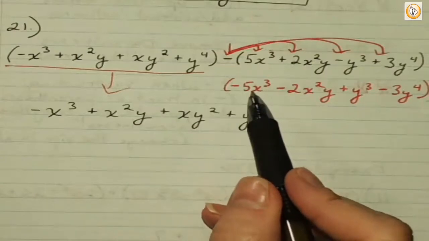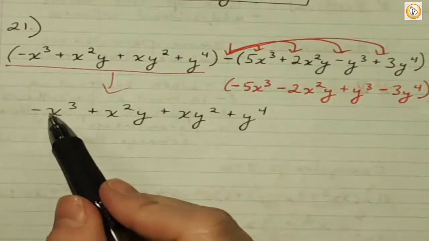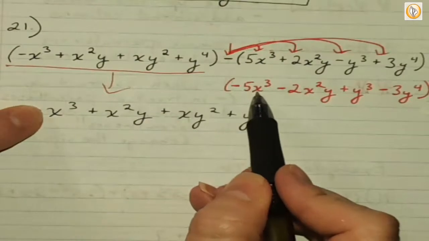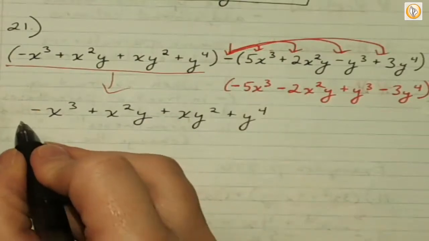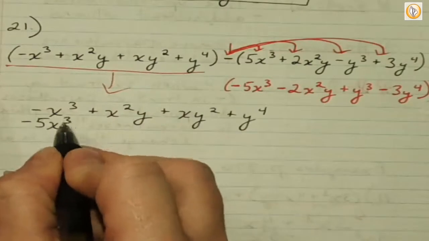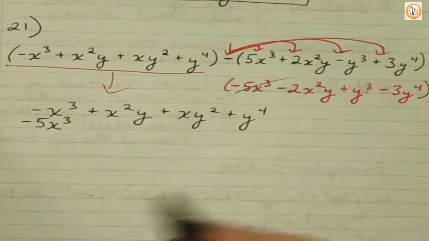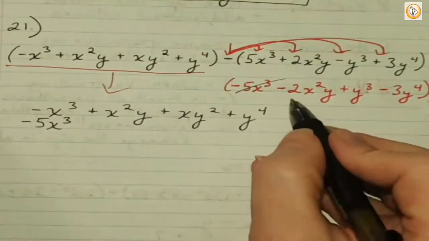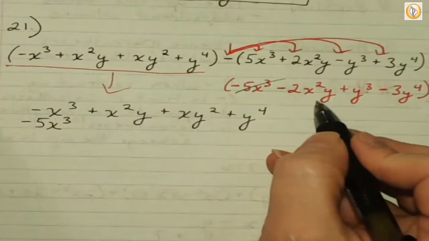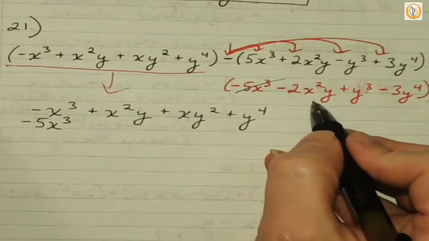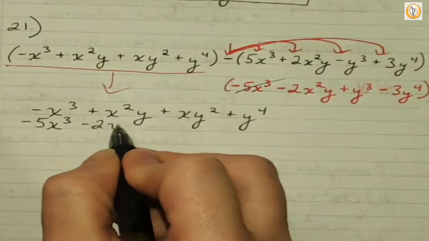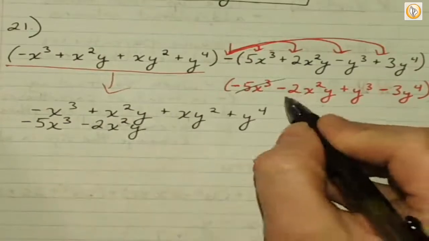Okay, so she said put it underneath the x cubed. Remember, we're looking at the variables for like terms. She is correct. So I'm going to have negative 5x cubed right here, and I'm crossing that out. Where would I put negative 2x squared y? It will go under the x squared y. There you go. We're going to put it right here. Negative 2x squared y. Crossing that out.